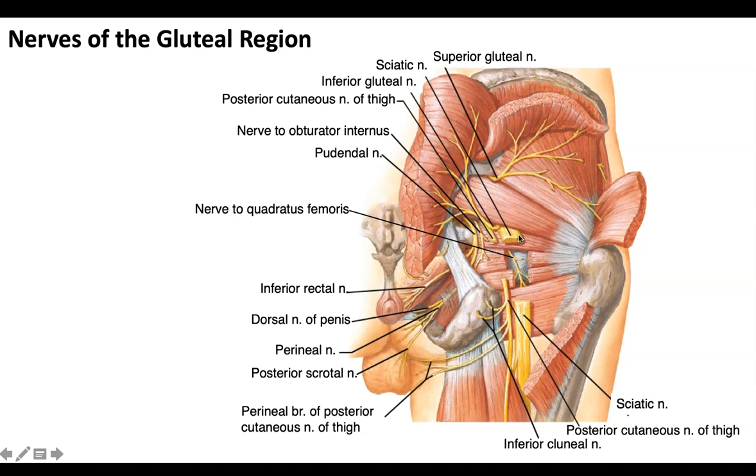The sciatic nerve is the largest nerve of our body, approximately 2 centimeters wide, and it passes over the deep gluteal muscles. It crosses over the deep gluteal muscles, and then it enters into the thigh in between the greater trochanter of the femur and the ischial tuberosity.